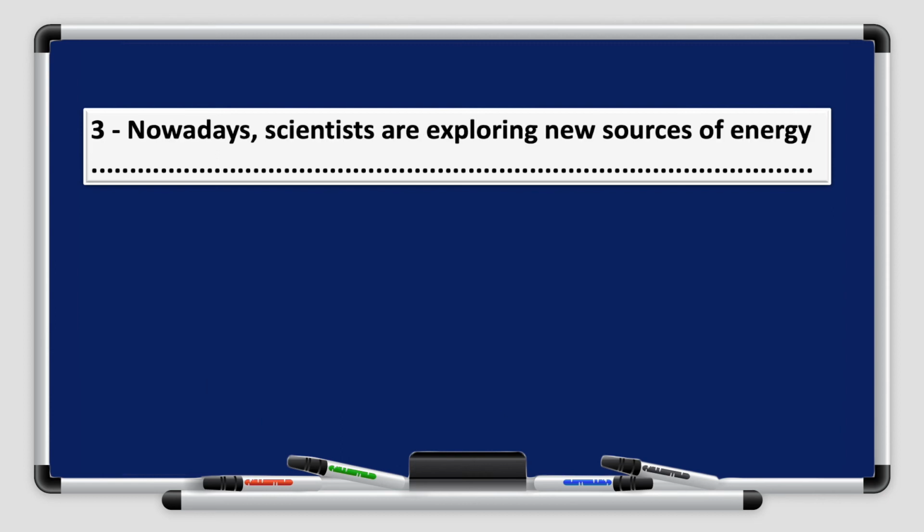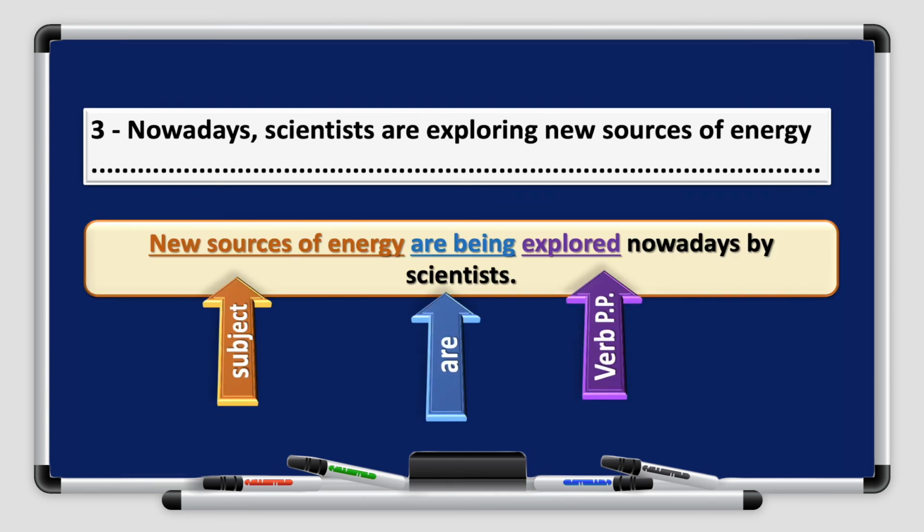Number 3, nowadays scientists are exploring new sources of energy. Before we change into passive, let's understand what's the tense being used in the sentence. Is it the present simple? No, it's the present continuous. So how am I going to change it into passive? So the answer will be new sources of energy are being explored nowadays by scientists. So we started with the object, followed by verb to be, followed by being, and past participle 3.